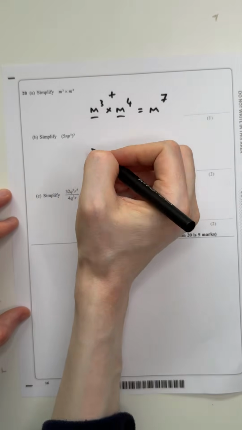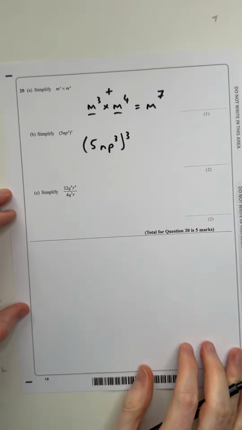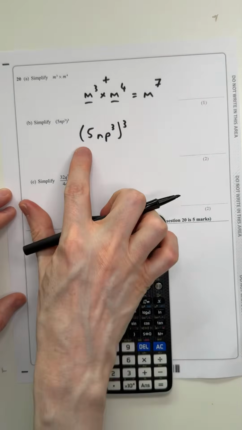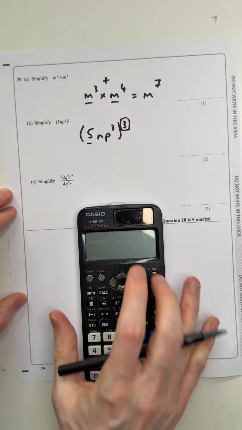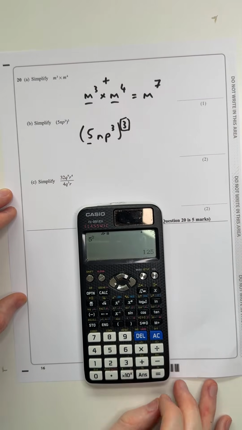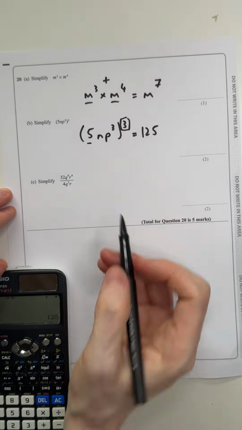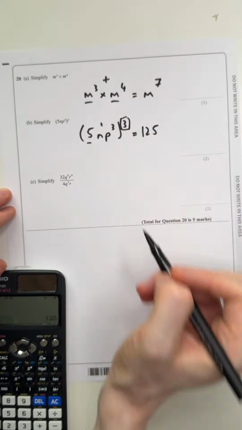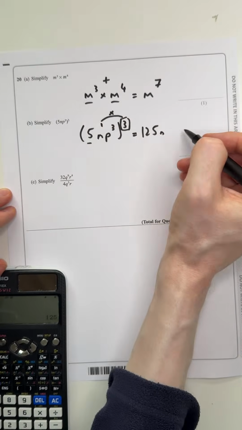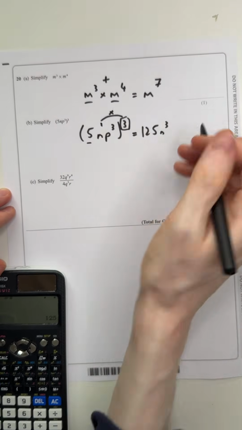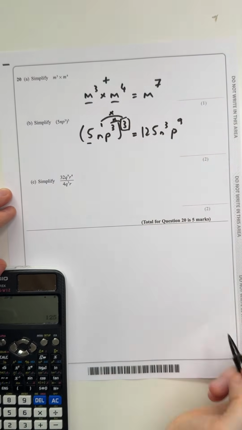The next one, if you've got something in brackets, so 5np cubed, raised to the power 3. Use your calculator. If you've got a number in brackets, raise that number to the power outside. So into your calculator, you can just type 5 to the power 3, which is 125, because 5 cubed is 125. Treat each letter separately, so each base. There's no power above the base n, so the power is 1. Keep the base the same, in this case n. If you've got a power raised to a power, you multiply. 1 times 3 gives you 3. Keep the base the same, in this case p. If you've got a power raised to a power, you multiply. 3 times 3 gives you 9.